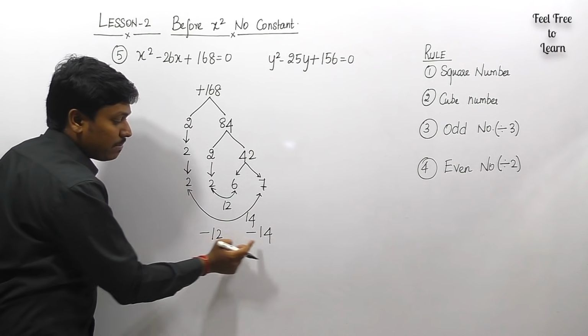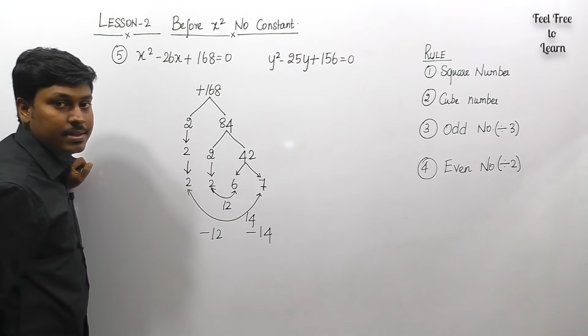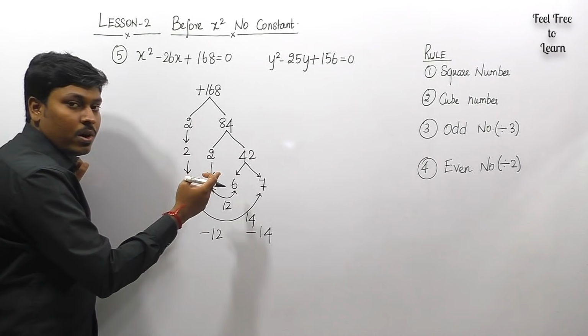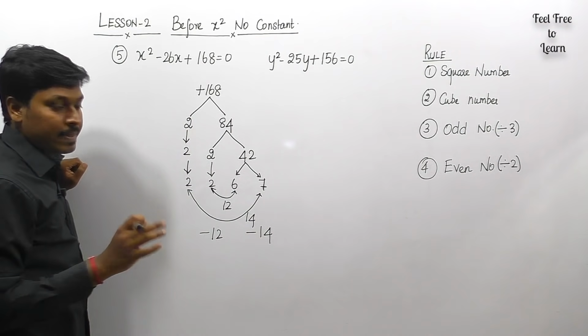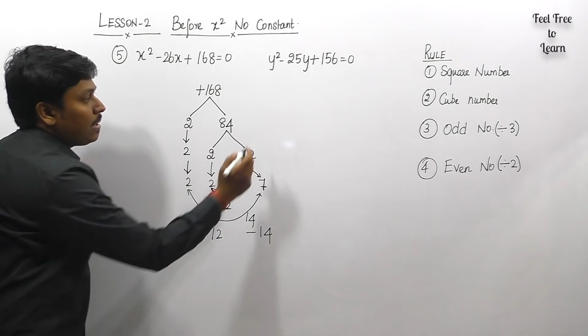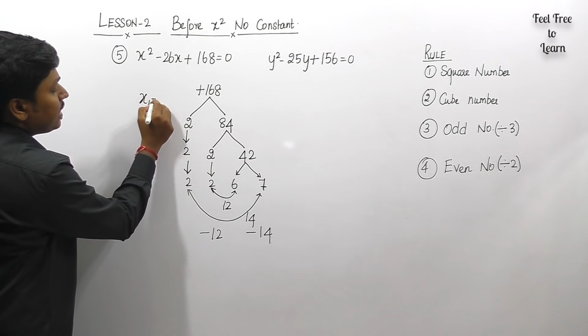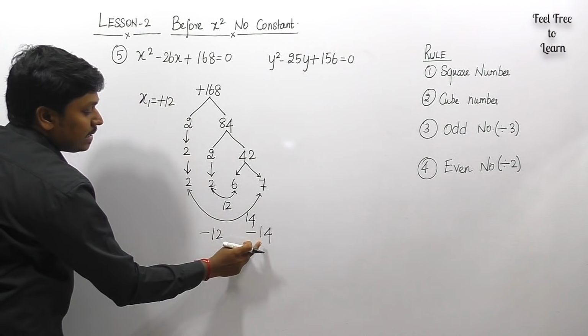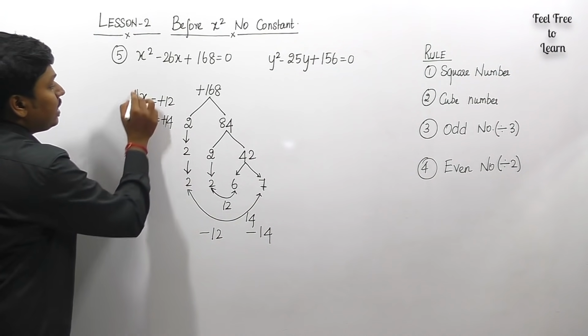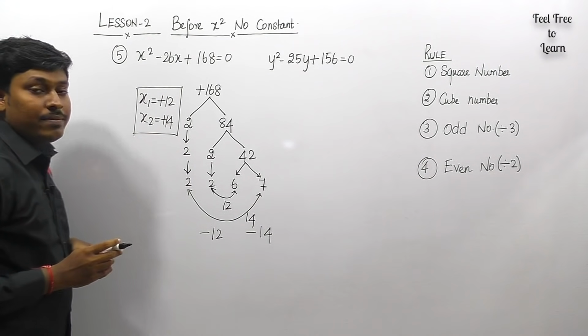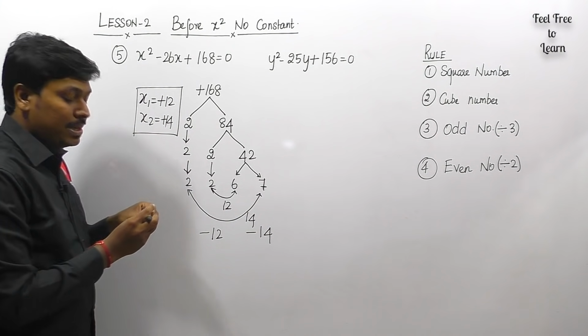So minus 12 minus 14, the resultant will be minus 26. We can multiply 3 numbers or we can multiply 4 numbers, whatever it be, but our target is to bring minus 26. So friends, here it is minus 12, but while writing you need to change the sign as plus 12. And similarly here it is minus 14, but while writing it should be plus 14. So finally we found the factors, that is x1 will be plus 12 and x2 will be plus 14.